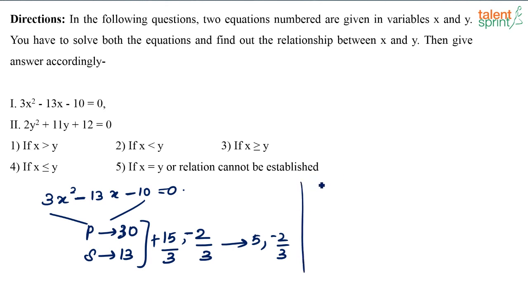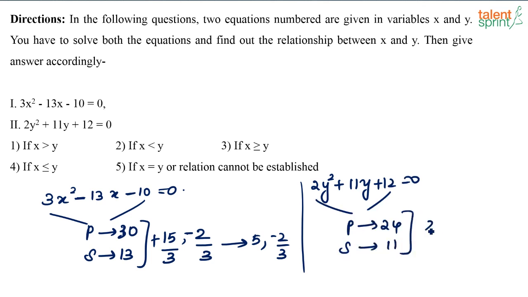Okay. Now next you have 2y squared plus 11y plus 12, that is equal to 0. So product of two numbers is 24 and their sum is 11. Obviously the numbers are going to be 8 and 3. So the roots that we are looking for is 8 divided by 2, that is the coefficient of the x squared term or the y squared term, right? 8 divided by 2 and 3 by 2.